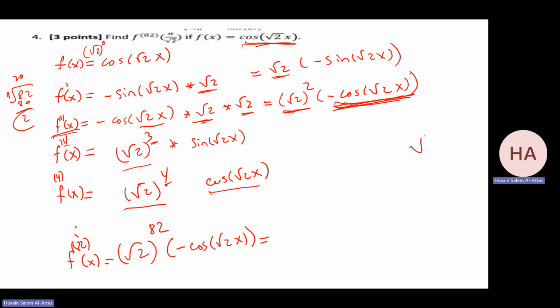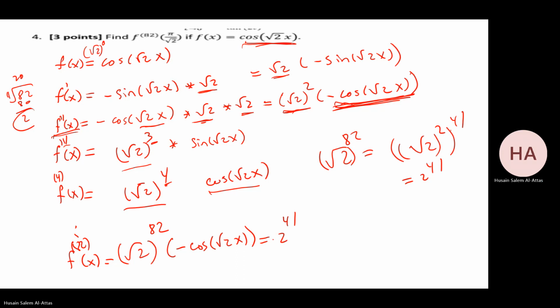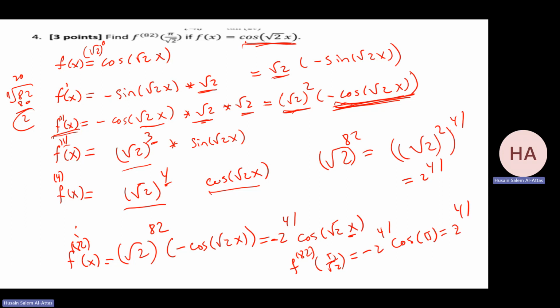Because I know square root of 2 squared is 2, to the power 41, 2 to the power 82. Square root of 2 to the power 82 will be 2 to the power 41. So this will be 2 to the power 41 with a minus sign times cosine root 2x. They want the 82nd derivative at pi over square root of 2. So I plug pi over square root of 2 here. That will give me minus 2 to the power 41 times cosine of pi, which is minus 1.